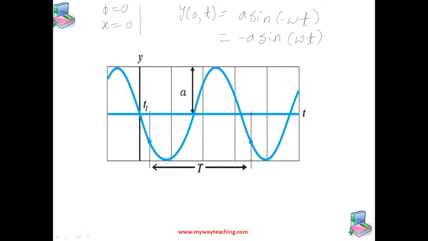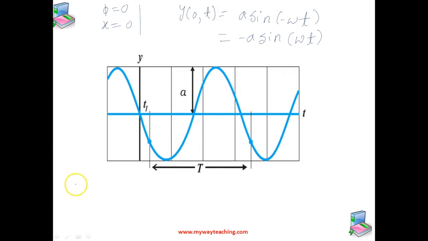Now the period of oscillation of the wave is the time it takes for an element to complete one full oscillation. Period T, you can see in this graph, is the time that is taken by the wave to complete one full oscillation. The time it takes to complete this one oscillation is nothing but the period of oscillation.